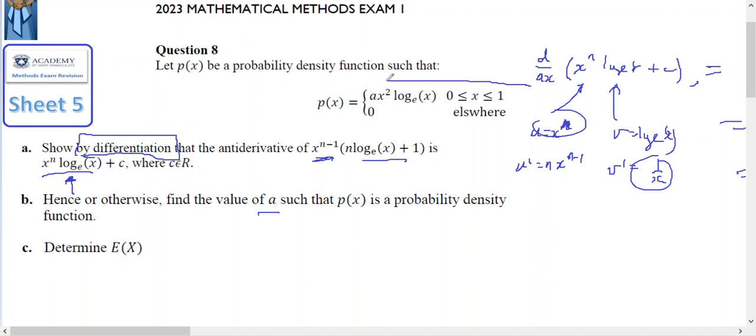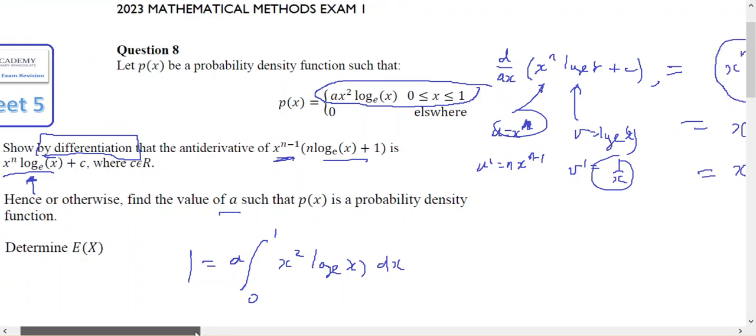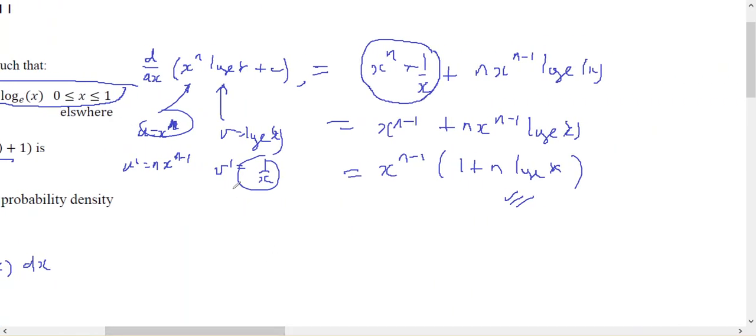Hence or otherwise, find the value of a such that it's a probability density function. So if you integrate all of this over the full domain, the area should equal 1. So 1 should equal the integral, bring the a out, of 0 to 1 of x^2 log_e(x) dx. So what can I do with this over here?